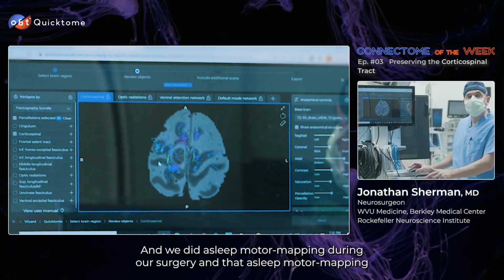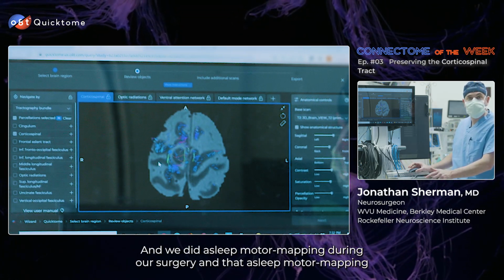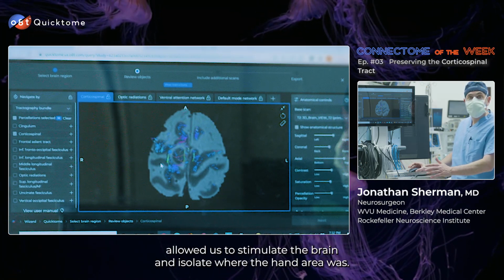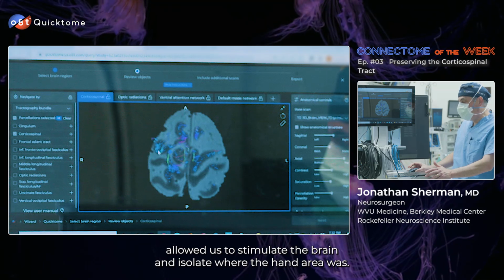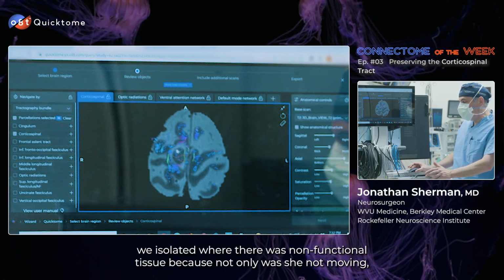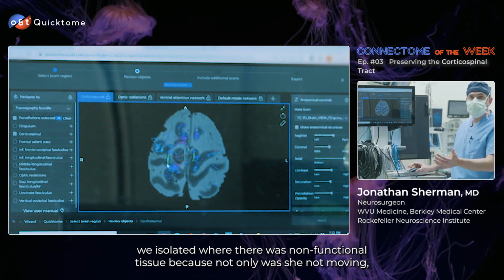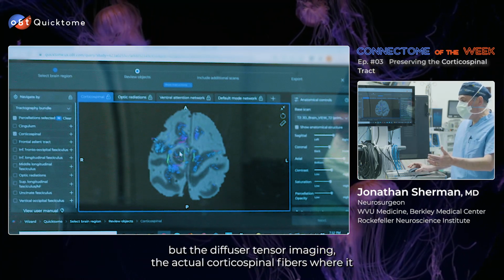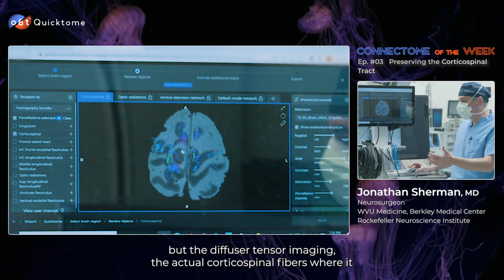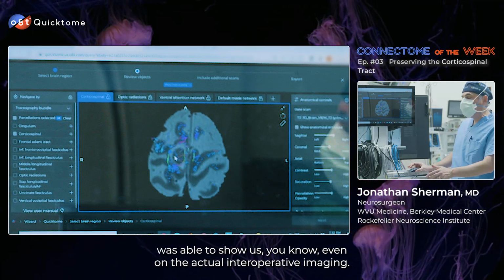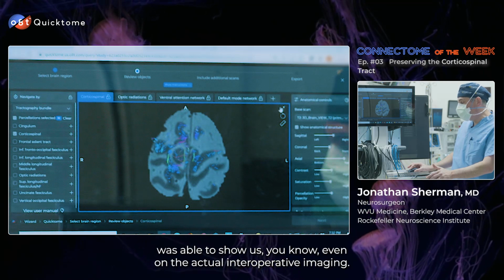And we did a sleep motor mapping during our surgery. And that sleep motor mapping allowed us to stimulate the brain and isolate where the hand area was. And in addition, we isolated where there was non-functional tissue, because not only was she not moving, but the diffusion tensor imaging, the actual corticospinal fibers, were able to show us, even on the actual intraoperative imaging.